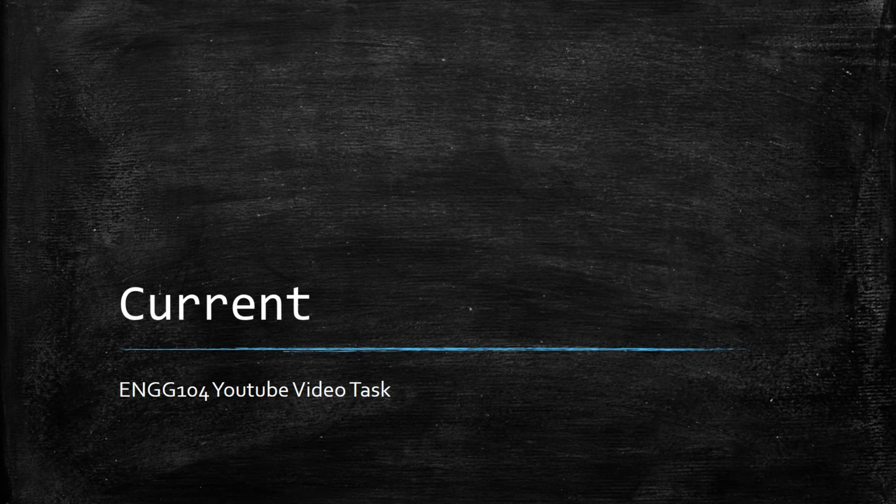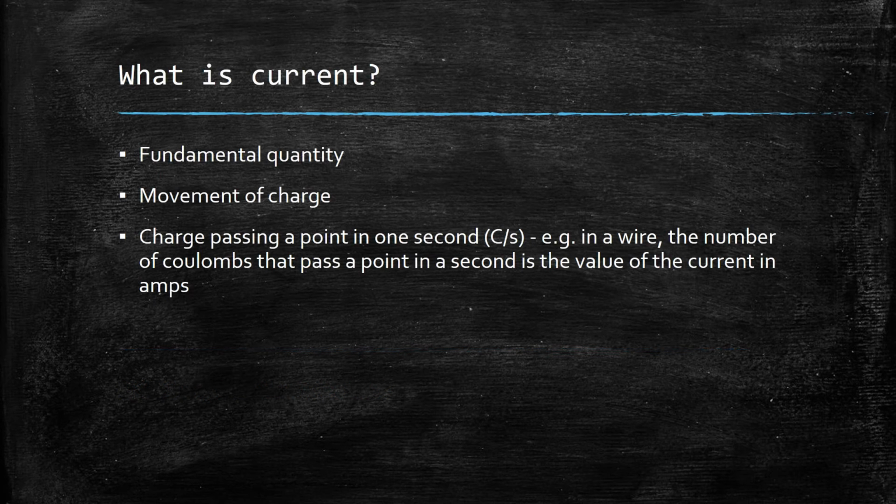In this video, I'll be talking about the concept of current and how it can be measured and calculated. Current is a fundamental quantity and is basically the movement of charge. This can be described as charge passing a particular point in 1 second. So, in a wire, the amount of coulombs that pass a point in a second is the value of current.